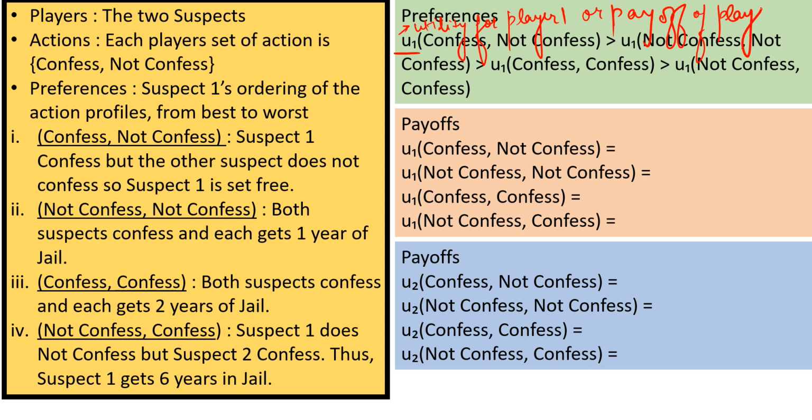Player 1, or you can also say suspect 1. Obviously utility will be highest when I confess but the other player does not confess, which is strictly greater, because the same years of imprisonment is not the scenario over here. So it will be strictly greater than the situation where both of us do not confess, and then the situation where both of us confess, and this will be strictly greater than the situation when I don't confess but the other player confesses, right?